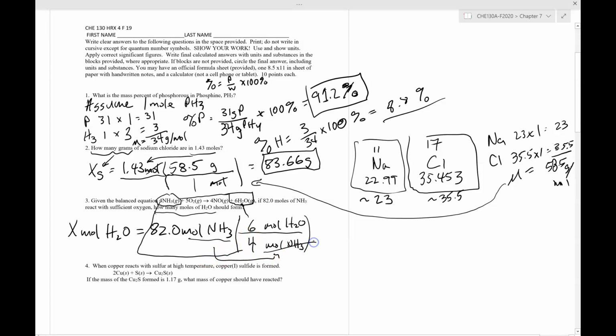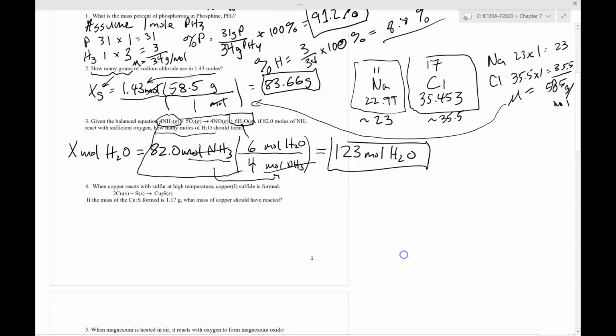So moles of ammonia cancels out, and my math is 82.0 times 6 divided by 4. So 82 times 6 divided by 4, I get 123 moles of water as my answer for that question. And of course, that balanced chemical reaction equation actually gives us about a dozen different mole-to-mole conversion factors.